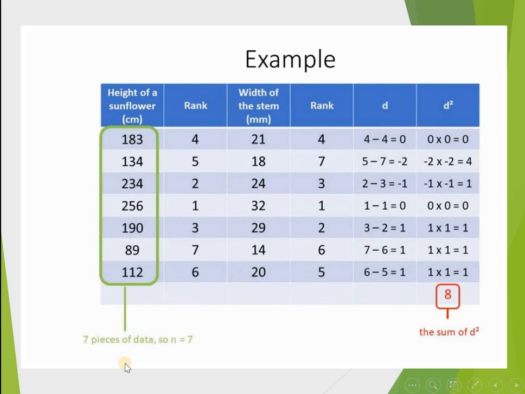And you have to know how many pieces of data you have. Let's count: 1, 2, 3, 4, 5, 6, 7. And the rank ends with 7. So the value of n is 7.